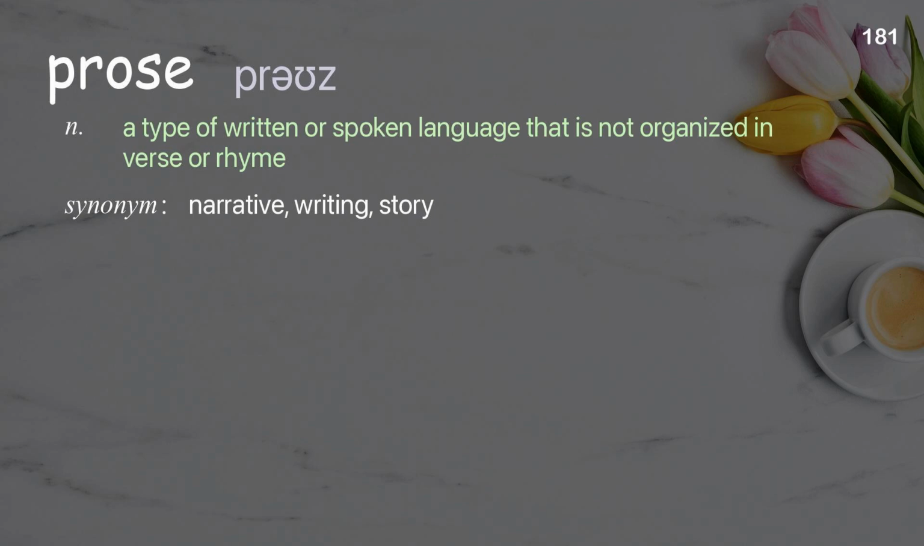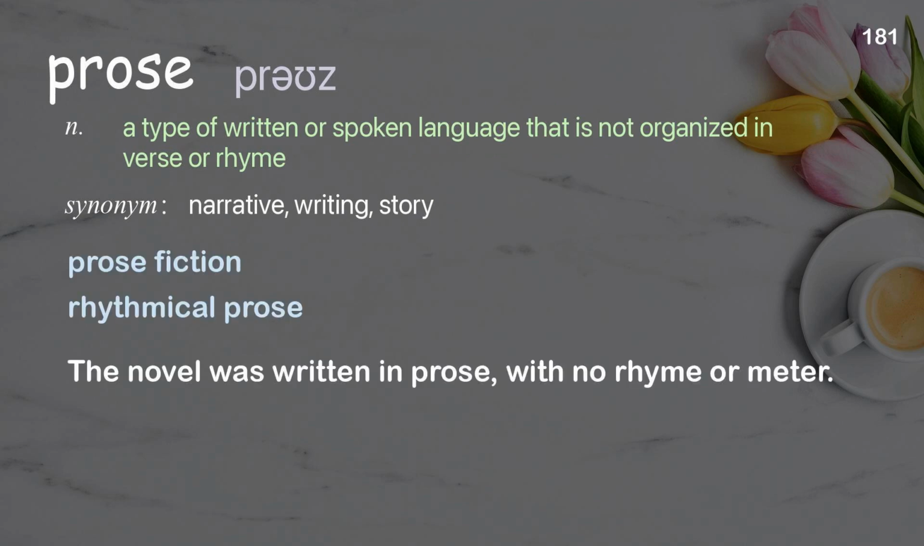Prose. A type of written or spoken language that is not organized in verse or rhyme. Examples: prose fiction. Rhythmical prose. The novel was written in prose, with no rhyme or meter.